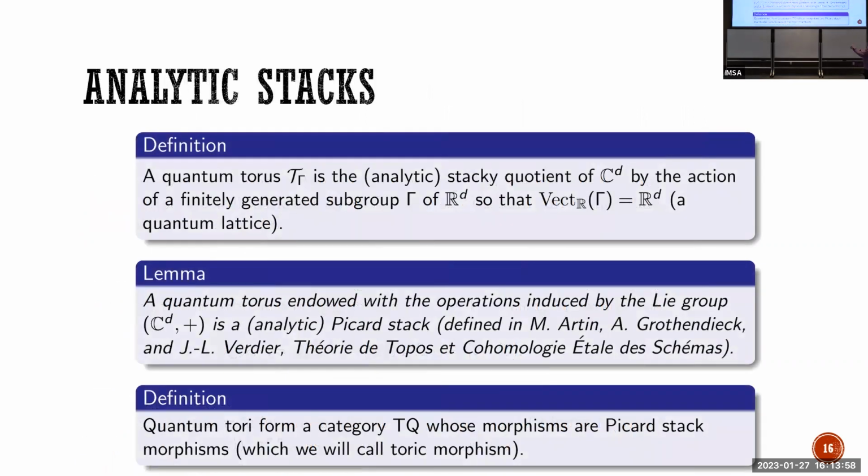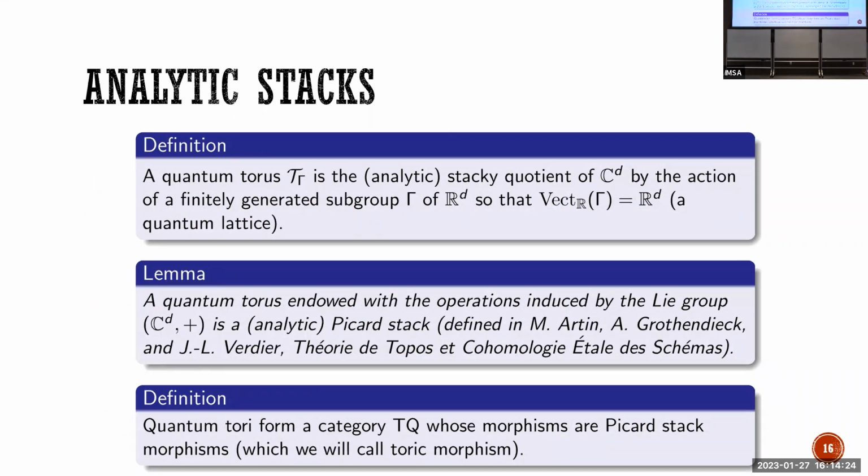So, a quantum torus is the analytic stack quotient of C^D by the action of a finitely generated subgroup gamma of R^D, so that the vector space generated by gamma is R^D. And we call that a quantum lattice, just to summarize. This summarizes everything I just said, and is Definition 1 at the top.